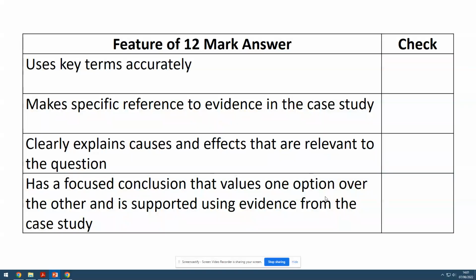So, in summary, you're going to need to use key terms accurately. You need to absolutely make reference to the case study. We didn't look at any of the case studies there, but it is a case study based exam. That's what you need to do. You need to explain in those analytical paragraphs the causes and effects. That's how you show analysis that is relevant to the question. And you're going to have a focused conclusion. You're going to clearly state one option over the other, and you support that using specific evidence from the case study. So if you do that, I think you'll get in the top band.